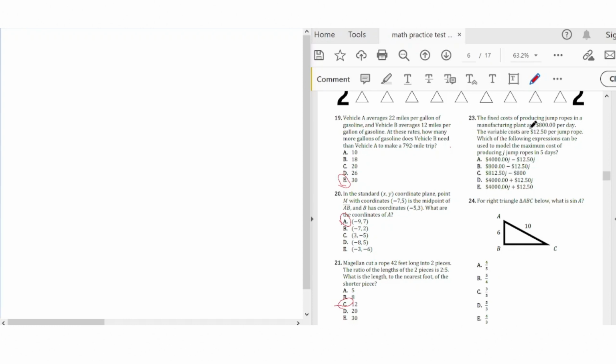Now, variable costs. This changes, and it depends on the number of jump ropes. So we should multiply $12.50 times J, the number of jump ropes. So, figuring out the maximum cost over 5 days, we're going to have to multiply 800 by 5, which is going to be 4,000. Now, I did misspeak earlier when I said that B and C would be possible answers because I forgot that it said 5 days. However, since it's 5 days, it's going to be a fixed cost of $4,000 in total. So we look at D here. D has 4,000 by itself, and it has 12.5 times J, which shows our variable cost, because remember, we've got the variable next to the variable cost. Therefore, 23's answer is D.